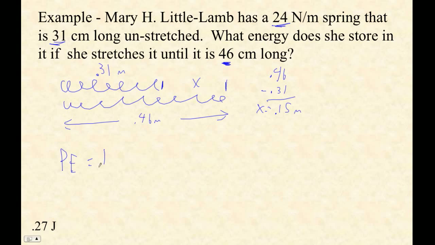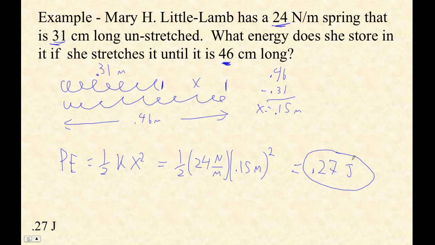Potential energy is 1/2 kx squared, so it's 1/2 times 24 newtons per meter times 0.15 meters squared. Okay, so I can do that. 0.5 times 24. Where's the 24 button? There it is. Times 0.15 squared is 0.27. That was somewhat underwhelming. 0.27 joules.